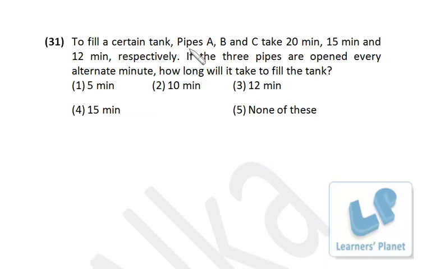To fill a certain tank, pipes A, B and C take 20 minutes, 15 minutes and 12 minutes respectively. If the 3 pipes are open every alternate minute, how long will it take to fill up the tank? Okay, so in the first minute, A will be filling up 1 upon 20 part of the tank. In the second minute, B will fill up 1 upon 15, and in the third minute, C will fill up 1 upon 12.